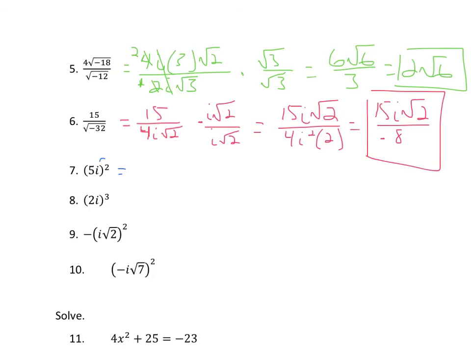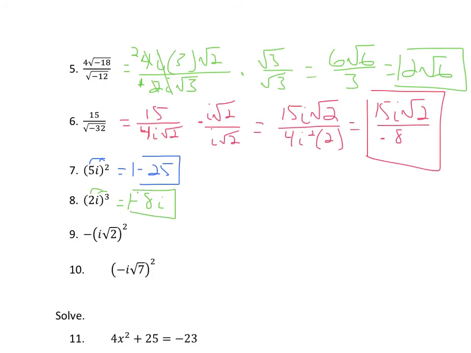You basically square both. So we know that i squared is negative 1, so this is just going to be negative 25. And we talked about cubing them. Same idea, you need to cube both, so it's going to be 8, but remember i cubed is negative i, so this is going to be negative 8i.